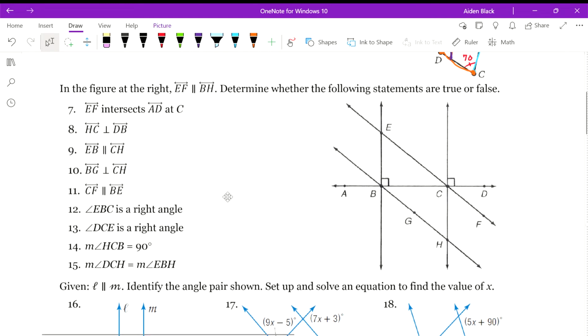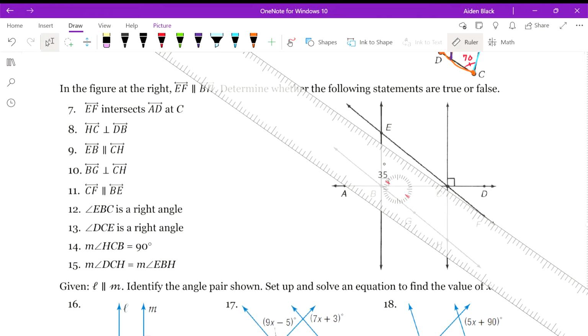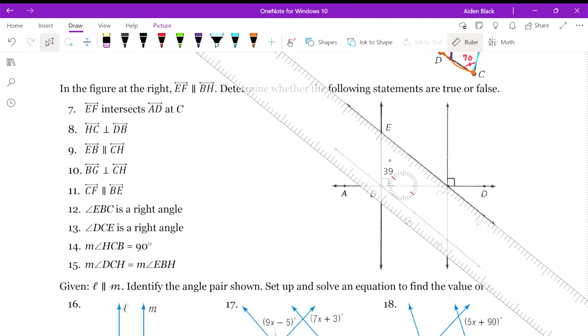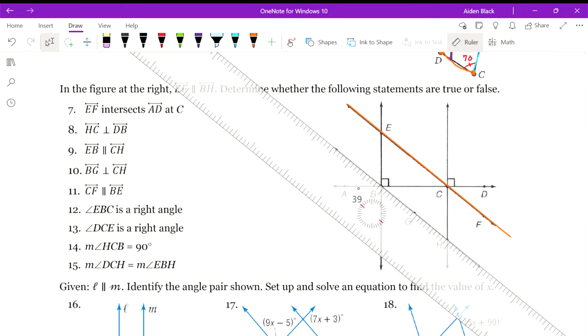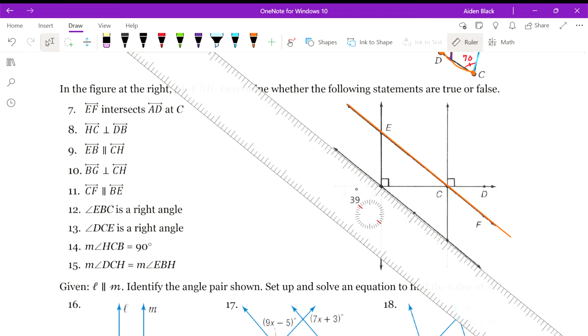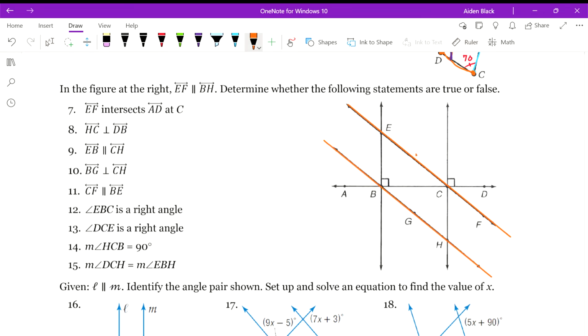Okay, let's look at questions 7 through 15. It says in the figure at the right, EF is parallel to BH. So let's highlight those real quick. EF is parallel to BH. So these are parallel.